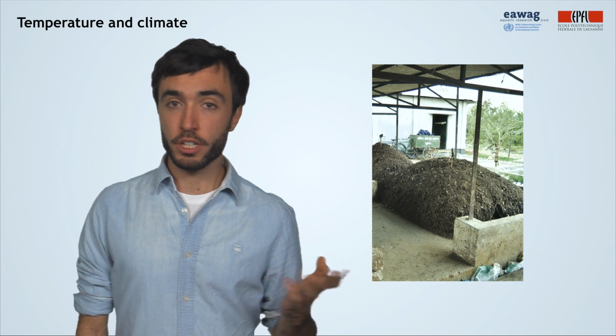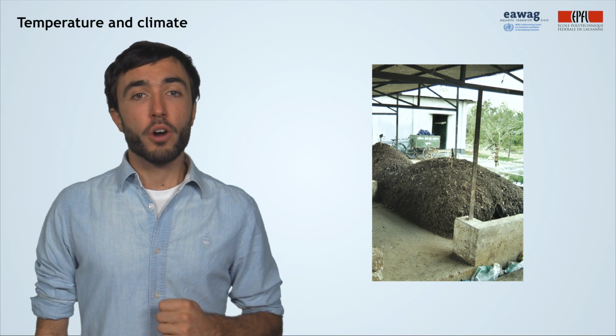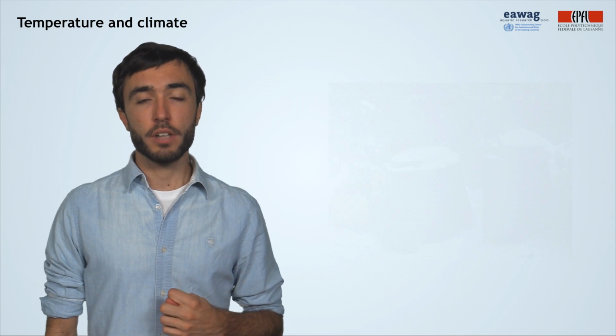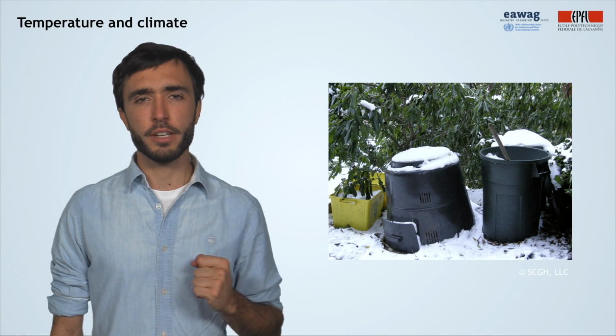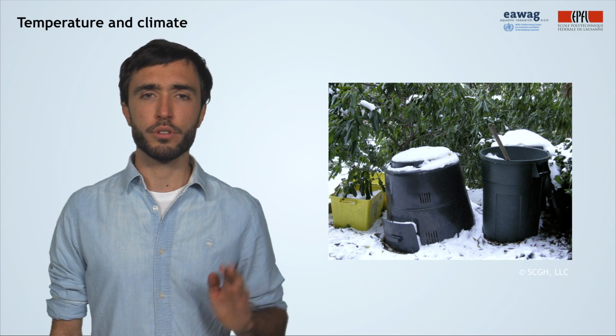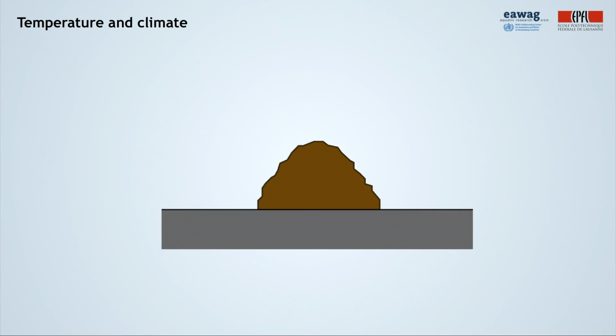Our last parameter is temperature. Ambient temperatures affect microbial growth and activity in the compost pile, and hence the rate at which the raw materials decompose. In tropical climates, as in Indonesia shown here, composting can take place throughout the whole year. In temperate climates, however, composting is fastest in spring, summer, and fall months, and it is almost likely to stop in winter months.